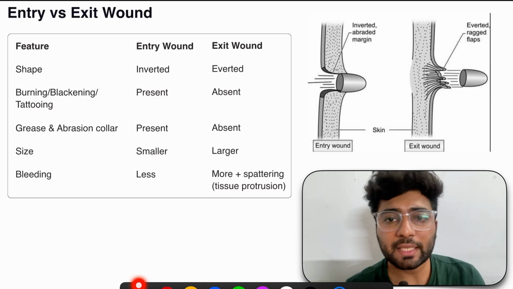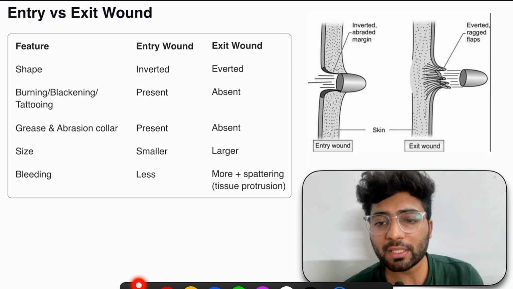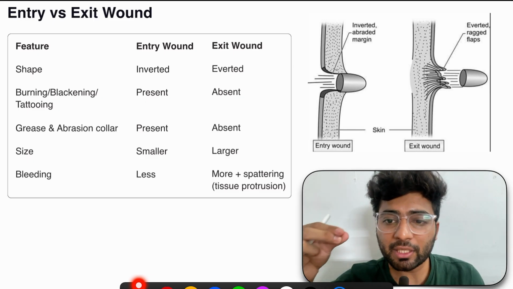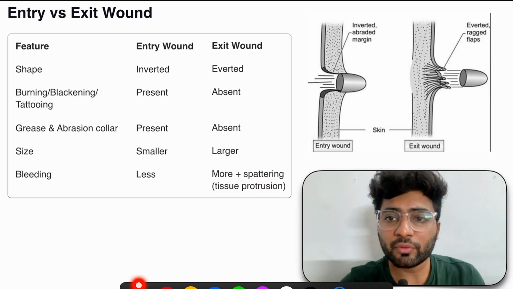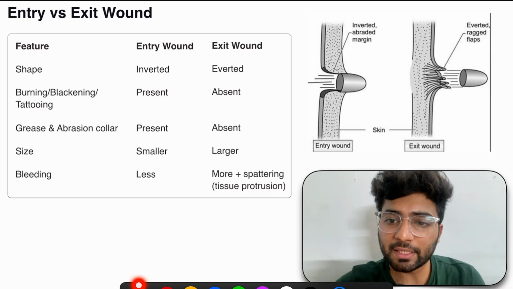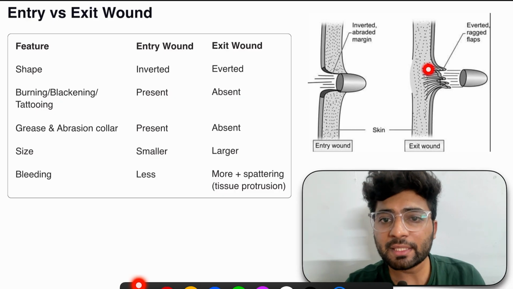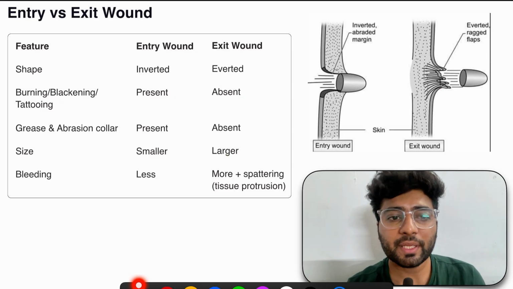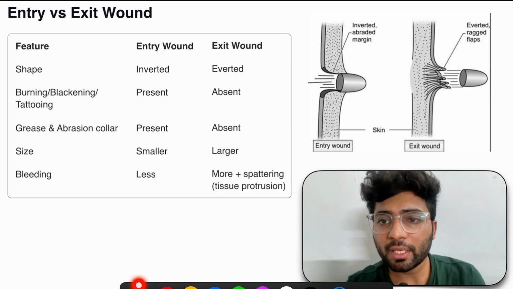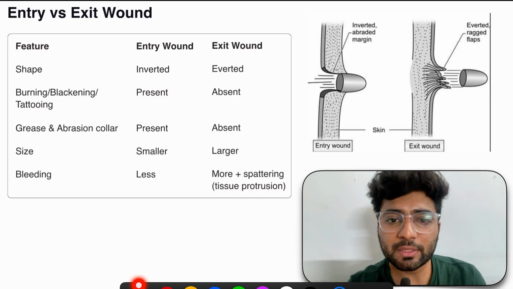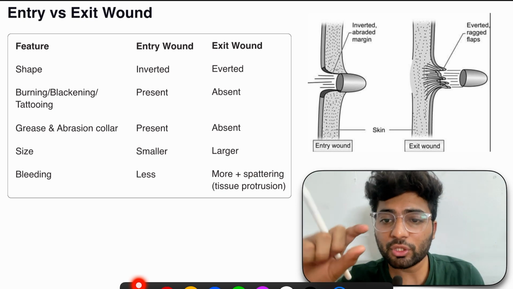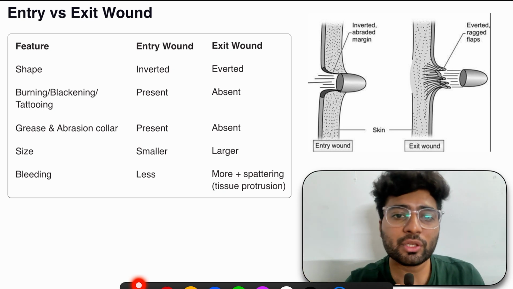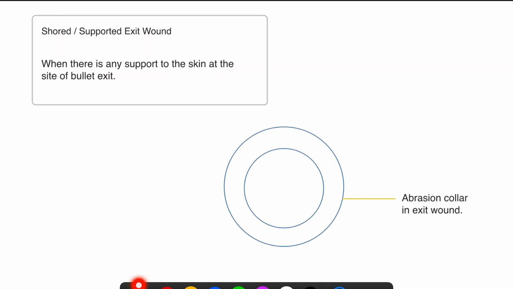Now the size is smaller over here but larger here, because the bullet is taking the tissues with it. So whenever everything falls off, the size increases a bit. So the exit wound is larger in size, and here there is more bleeding because the tissues and all are also protruding out. So there is spattering or tissue protrusion, and that is causing more bleeding, right? We have more bleeding and larger size in the exit wound.